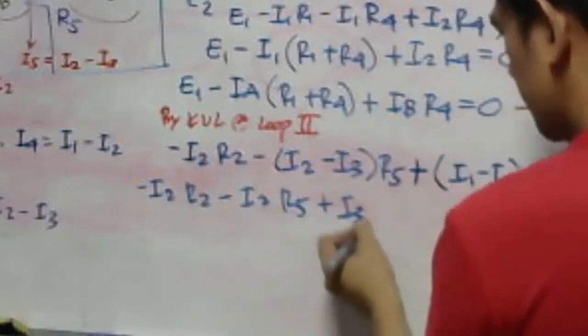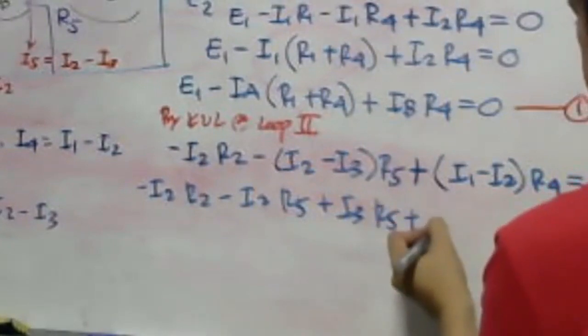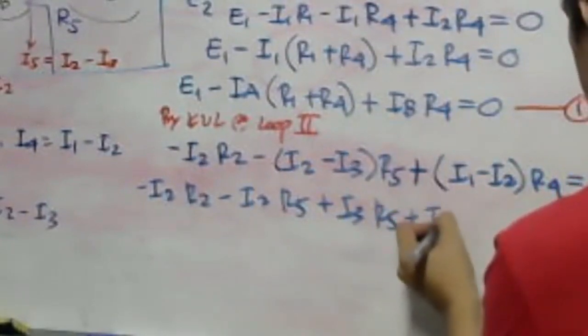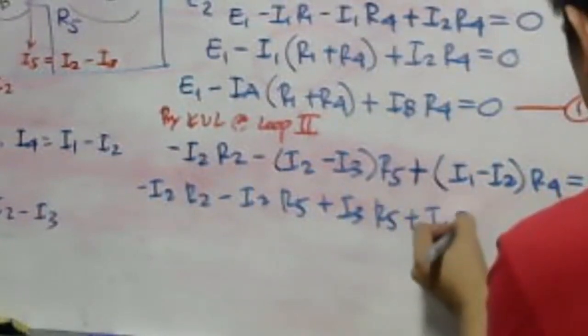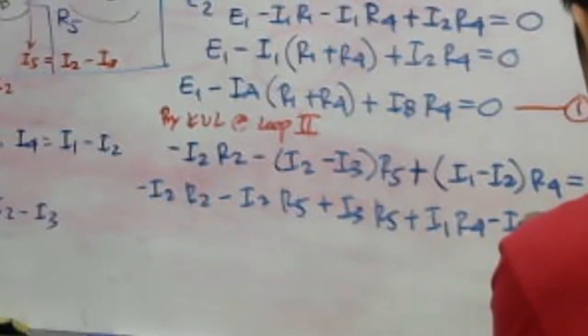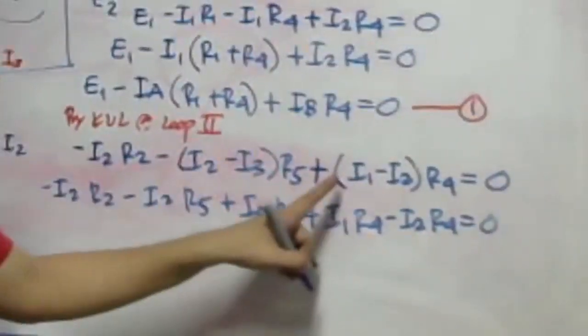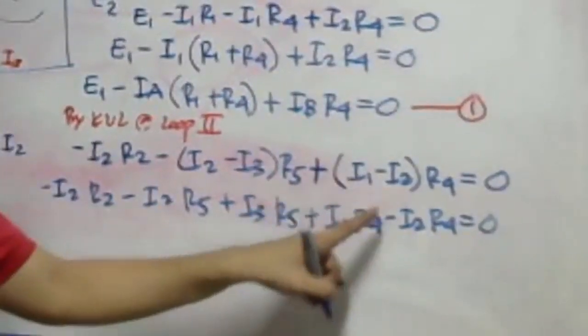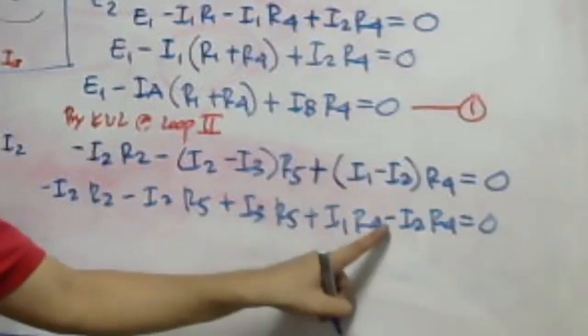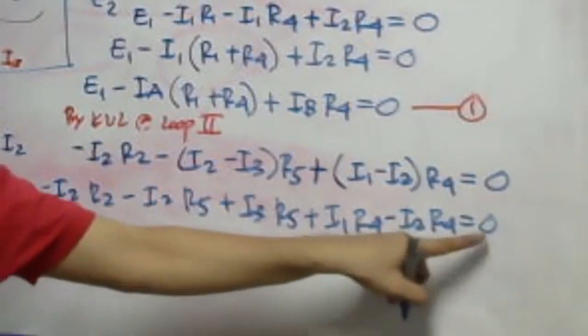I sub 3, R sub 5. Okay? Then, plus I sub 1, R4. Then, minus I sub 2, R4. That's equal to 0. Okay? So, this is I sub 1 times R sub 4, then minus I sub 2, R sub 4, that is equal to 0.